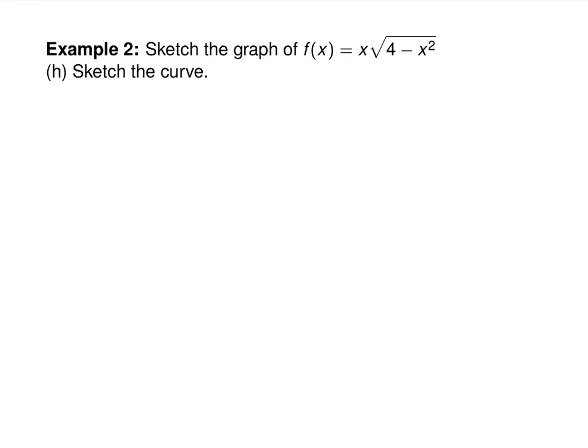So our domain is only from -2 to 2, right? And I think we know that when we plug in -2, we get 0, you plug in 0, you get 0, and you plug in 2, you get 0. You've got those 3 points. 0, 0 is also an inflection point, so I'm going to put a little IP there.